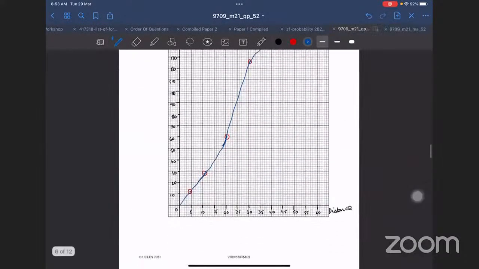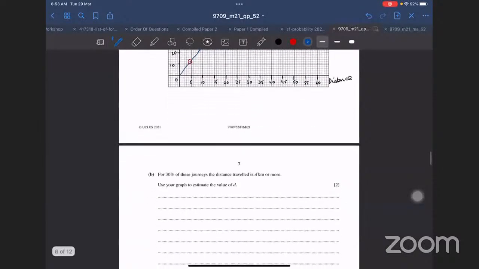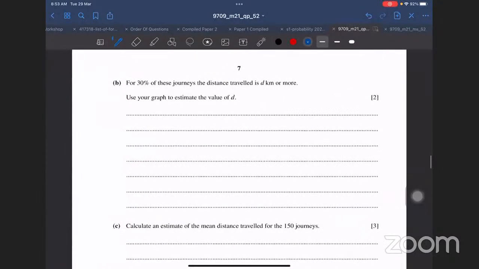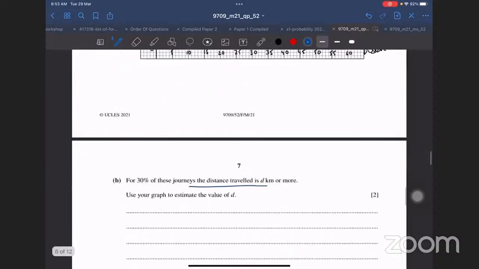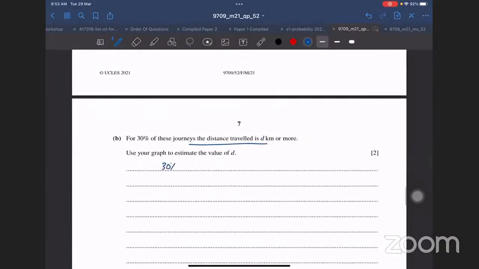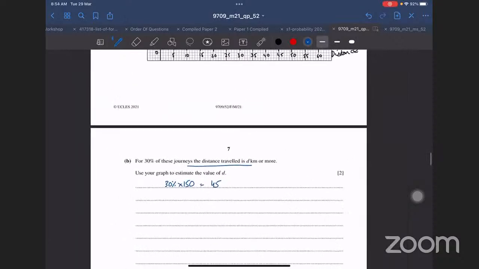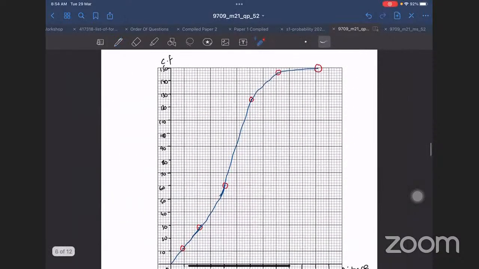Okay. Let's move on. Then it says for 30% of these journeys, the distance traveled is d kilometers or more. So what I'm asking you is 30% of the total. The first thing that I want to do is 30% of 150, which is 45. Now, always decide whether you want to have the top 45 or the bottom 45. Since it says d kilometers or more, I'm talking about the top 45. Now, when I subtract 45 from 150, I get 105.